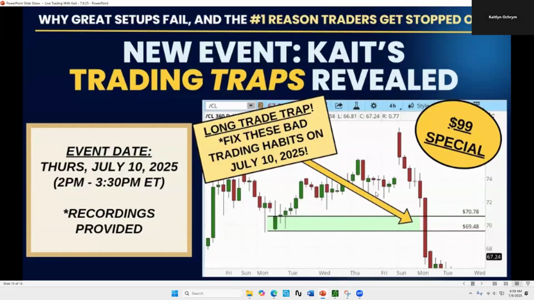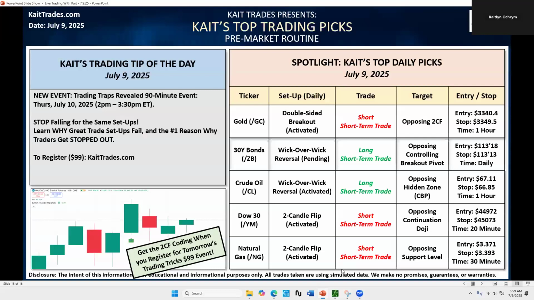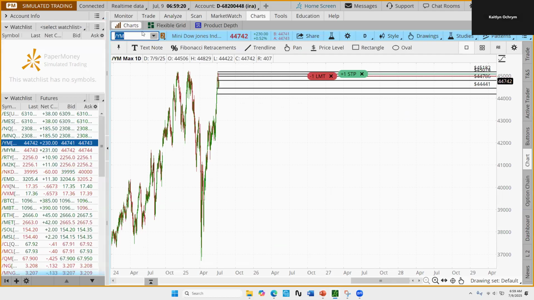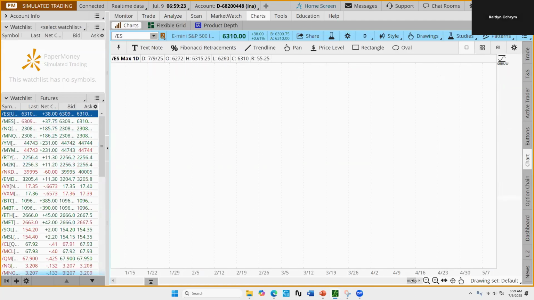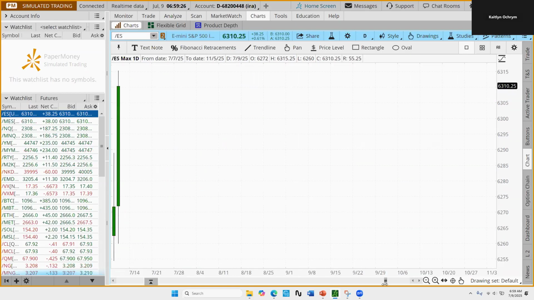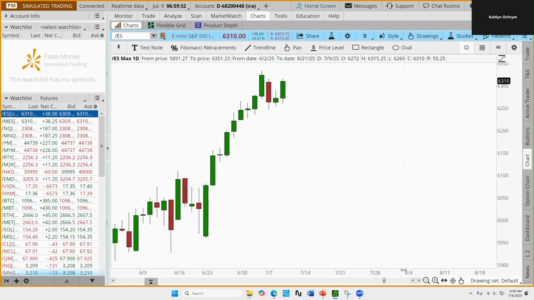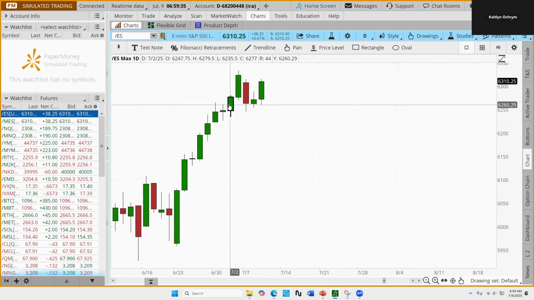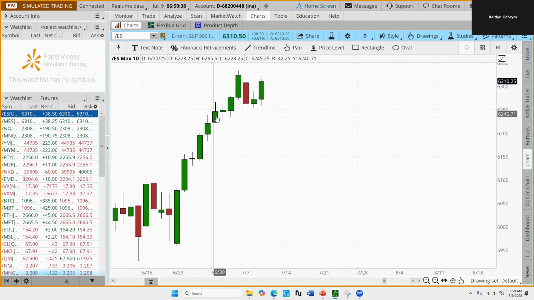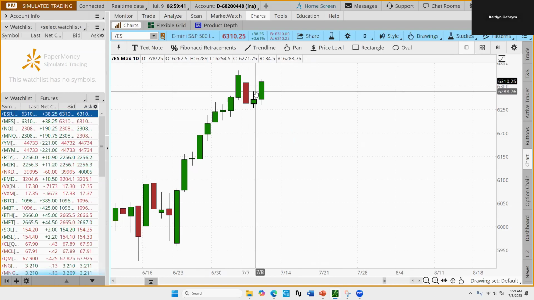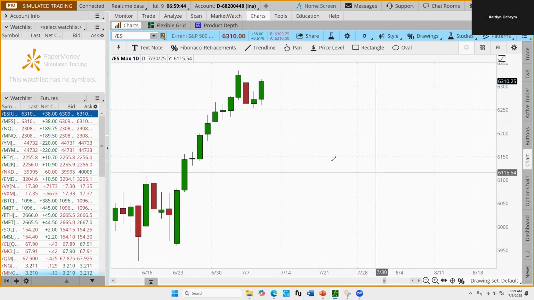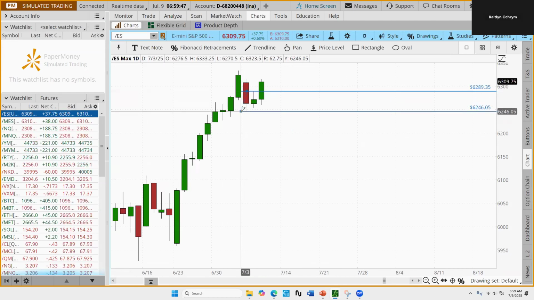All right, we'll do one more. Mark says S&P versus Dow, you bet. So we did the Dow. So let's go over to the S&P. S&P, pretty strong. Looks like price pulled back, came into our continuation doji, activated and broke out to the upside. So now that we have an activated 2 candle flip, we're going to be looking for a zone in the upper 50% because this seems like a pretty strong breakout as of this point.